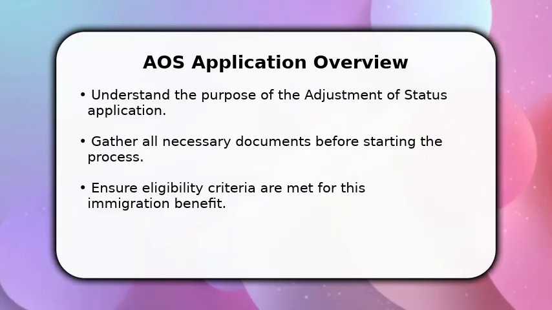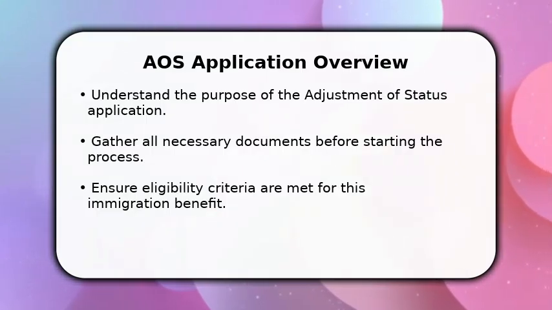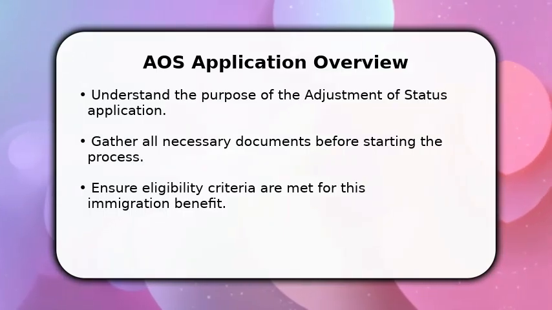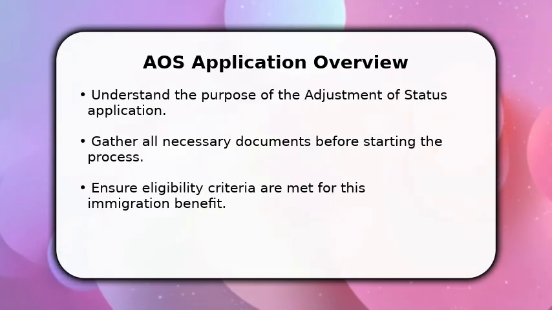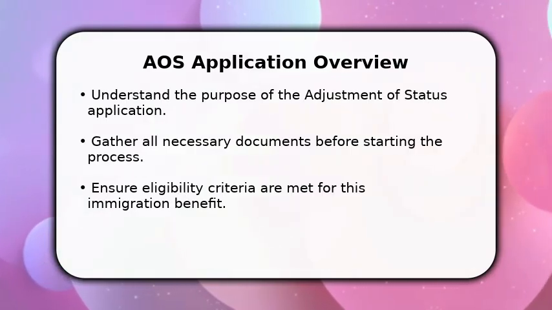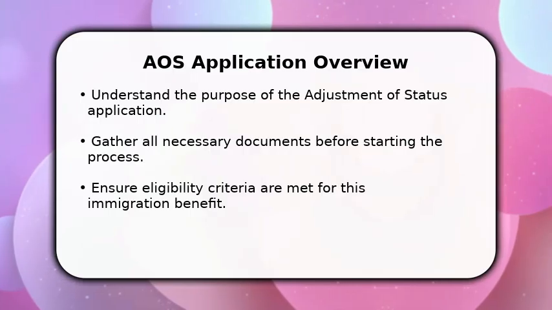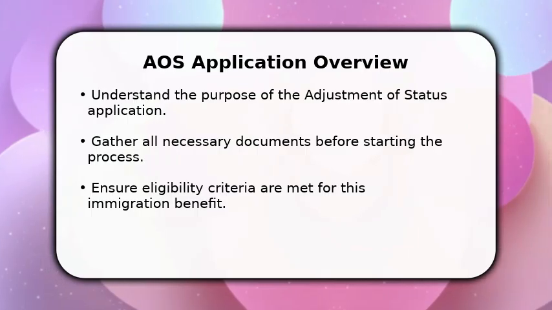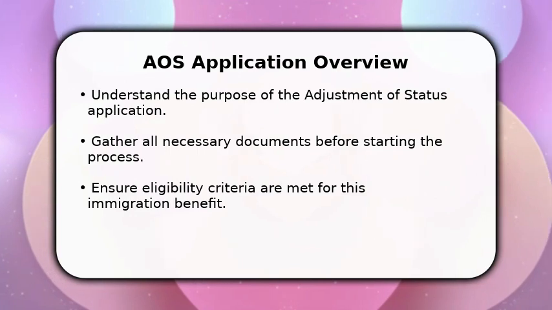In this video, I will explain how to fill out the adjustment of status application. First, it's crucial to understand the entire process and gather all required documents. This includes birth certificates, marriage certificates, and financial records. You'll need to ensure you meet all eligibility requirements, such as having an approved immigrant petition. Carefully reviewing the official instructions for Form I-485 is your first step to a successful submission.